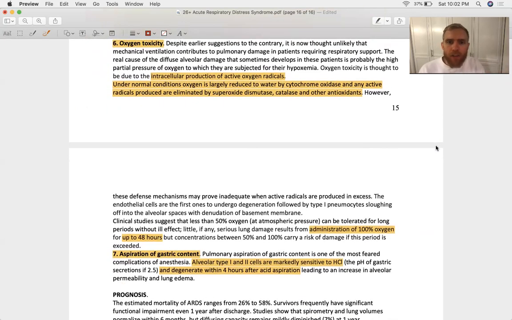Let's talk about oxygen toxicity as a cause of ARDS. We know that oxygen can produce radicals because it's got a couple extra electrons on it and it interacts with a lot of different things. Under normal conditions, oxygen is reduced by cytochrome oxidase and any active radicals are limited by SOD, superoxide dismutase, catalase, and other antioxidants. However, if there's way too much oxygen at one time, so you give someone 100% and they really need 50%, then they can get some oxygen toxicity.